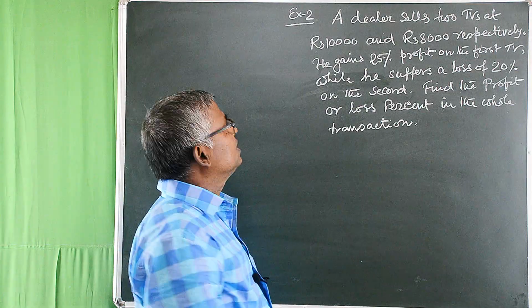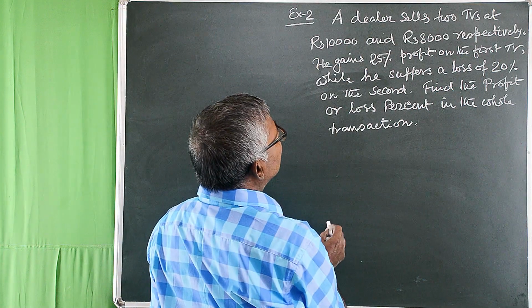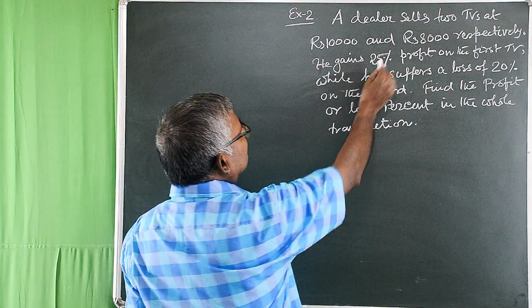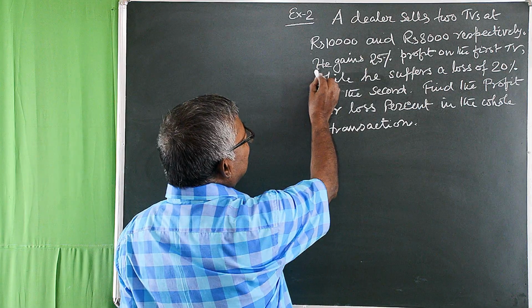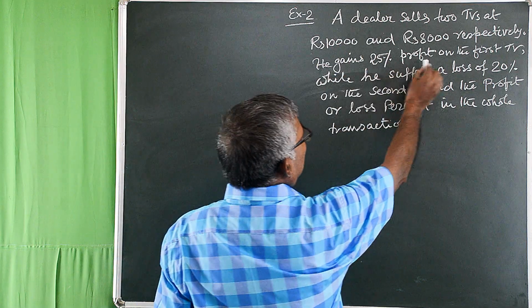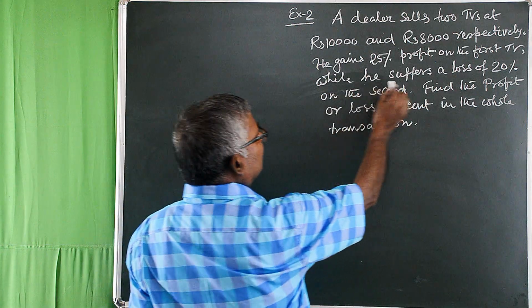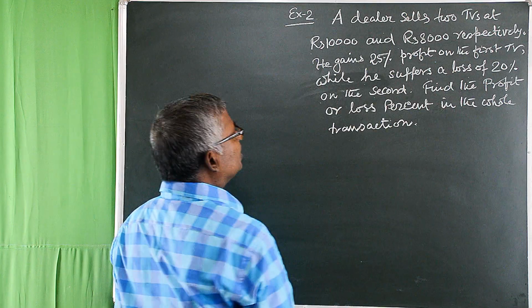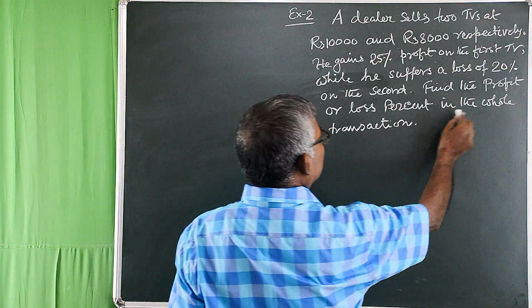Students, let us consider the second problem. A dealer sells two TVs at rupees 10,000 and rupees 8,000 respectively. He gains 25% profit on the first TV while he suffers a loss of 20% on the second TV. Find the profit or loss percent in the whole transaction.